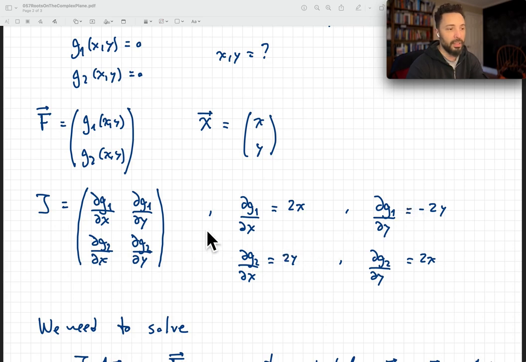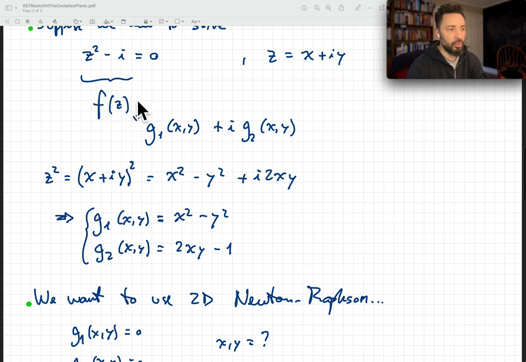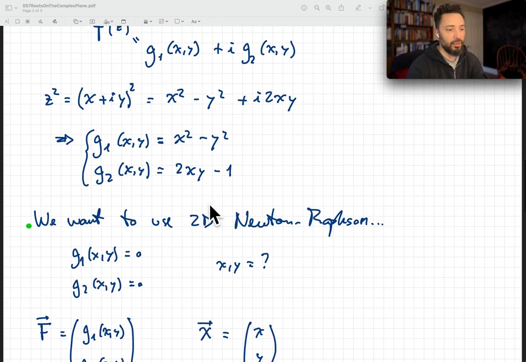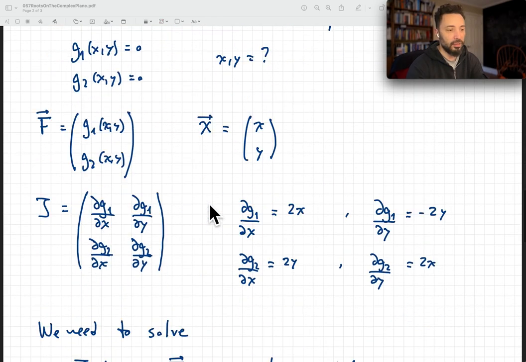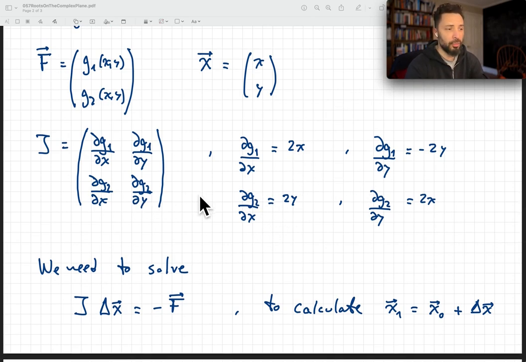The fact that these cross derivatives are equal in magnitude and differ by one sign only is a reflection of the fact that this function f of z is what's called in complex analysis an analytic function. An analytic function necessarily satisfies the so-called Cauchy-Riemann conditions, which give us that dg1/dx has to be dg2/dy, and dg1/dy has to be minus dg2/dx. This is correctly satisfied here. It's not needed for what we're trying to do, but it is part of the properties of analytic functions, which is what we happen to have here.